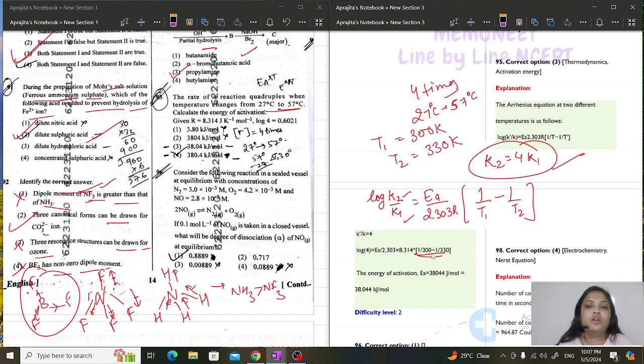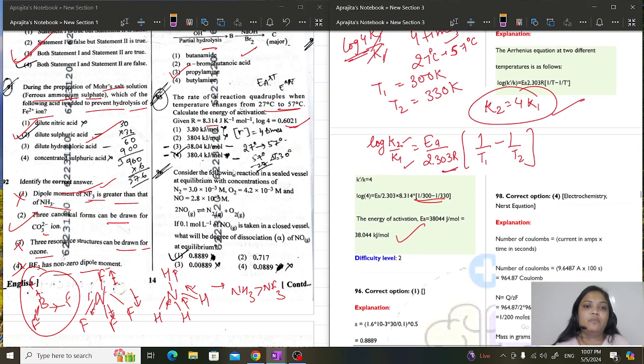So when we solve this, put the values here. R value is 8.314, log 4 value is also given. Because here we will get log of 4 K1 upon K1, so the K1 will cancel and we'll get log 4. Log 4 is given. So from here, the energy of activation will come out to be 38.044 kilojoule per mole. So it's option 3.